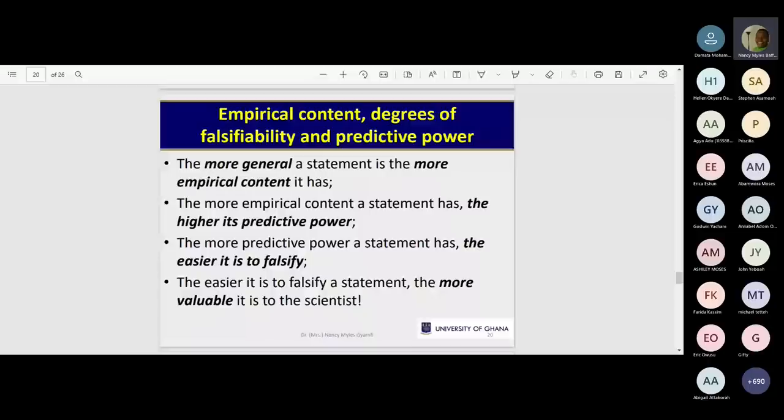So what? So on our screen now, sister, please, if you are still there, you are not gone. Kindly sum it up nicely. Read what is on your screen. Okay, please. Empirical content, degrees of falsifiability and predictive power. The more general a statement is, the more empirical content it has. The more empirical content a statement has, the higher its predictive power. The more predictive power a statement has, the easier it is to falsify. The easier it is to falsify a statement, the more valuable it is to the scientist.